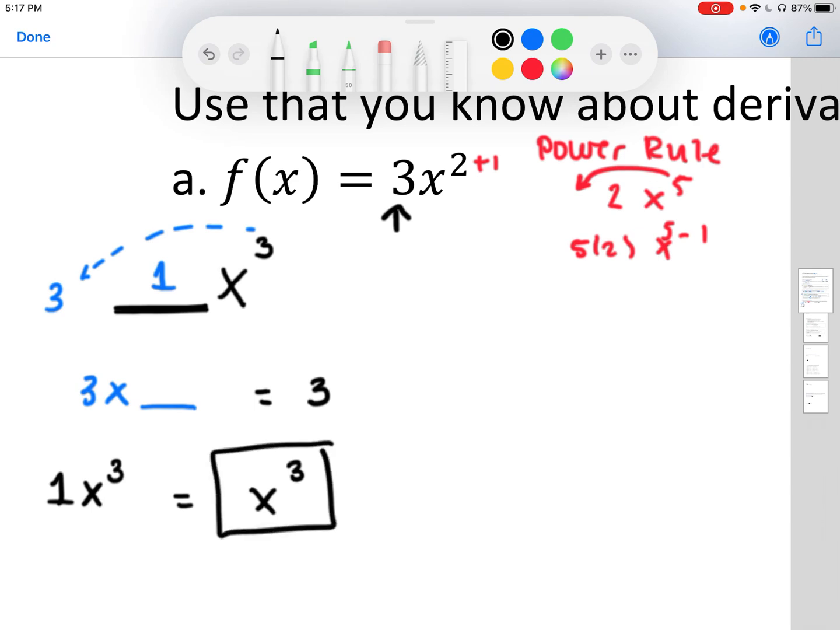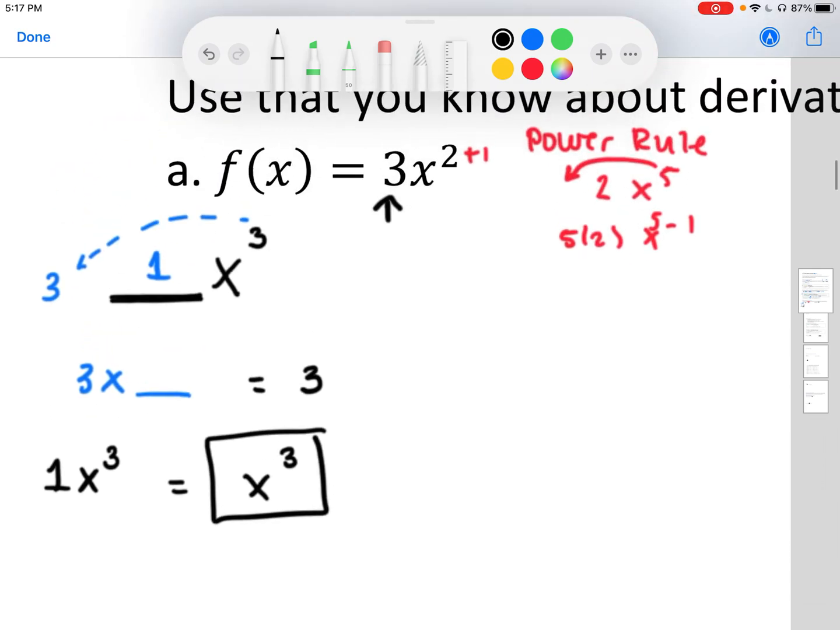That is our antiderivative. And if you're ever unsure of your antiderivative, you can always check it by taking the derivative. So if I have x cubed, let's take the derivative, let's multiply the 3 forward and subtract 1, so that I have 3x squared. That is exactly what we started off with.